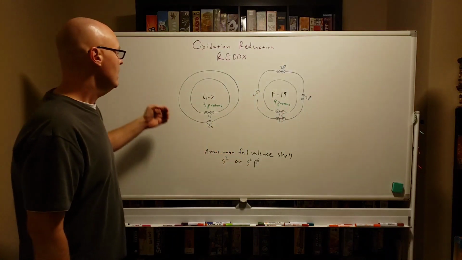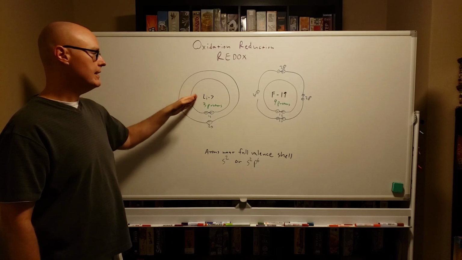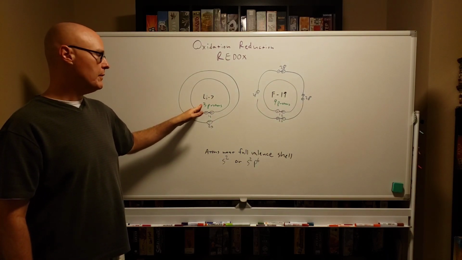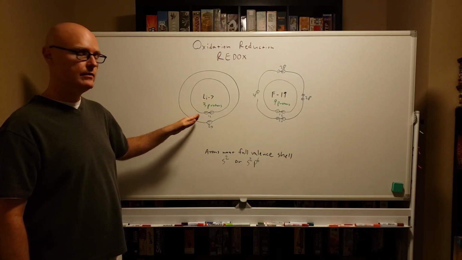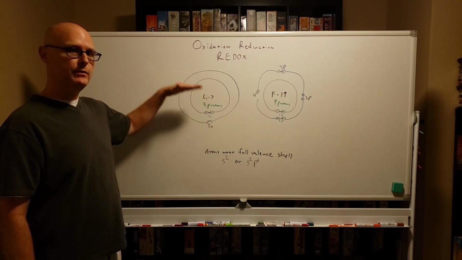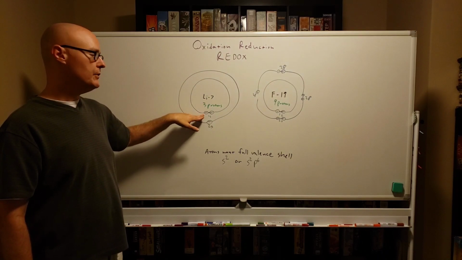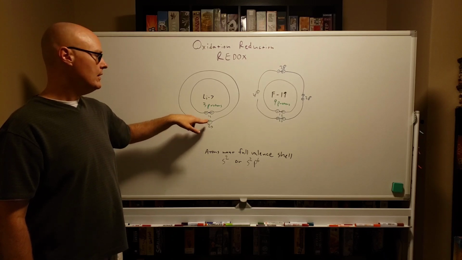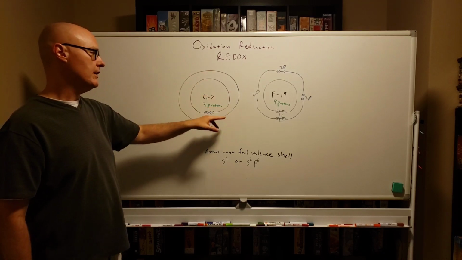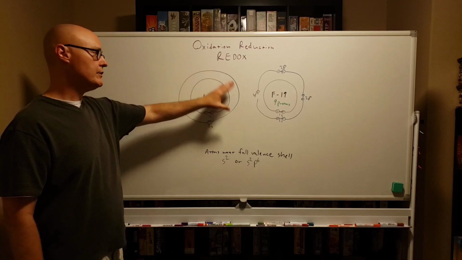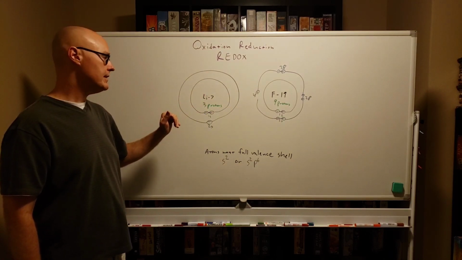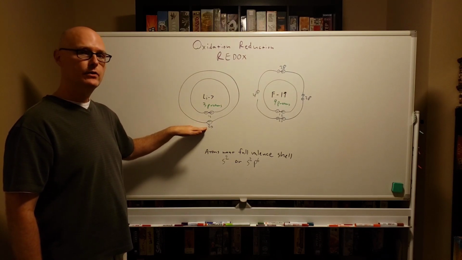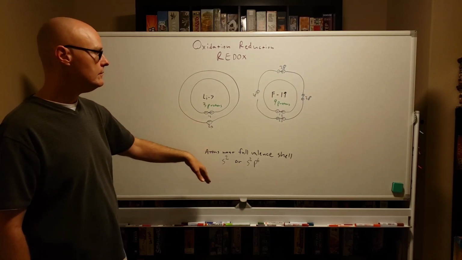Here's an example. We have lithium-7. Lithium-7 has 7 protons. Because I have 7 protons, I have 3 electrons. Starting from the lowest energy to higher energy, we have 2 in the 1s shell and 1 in the 2s shell. So the valence shell for this lithium-7 has 1 electron in it, and it is in the 2s shell.